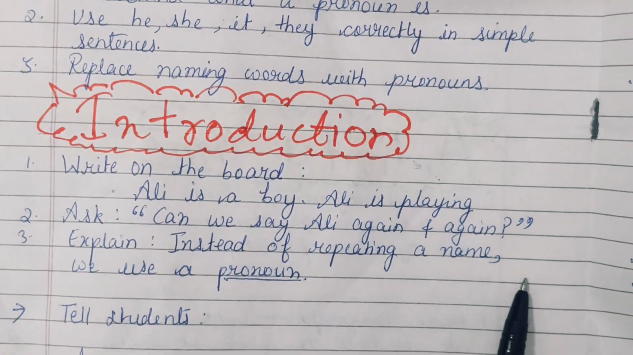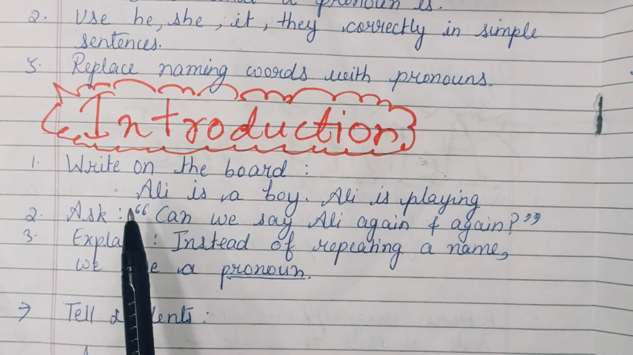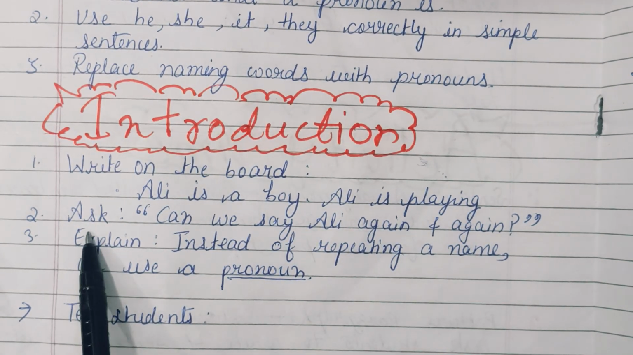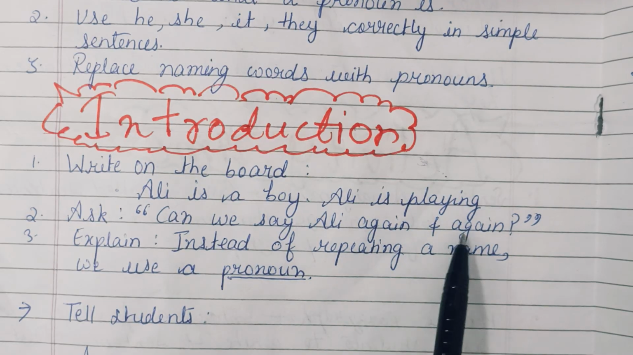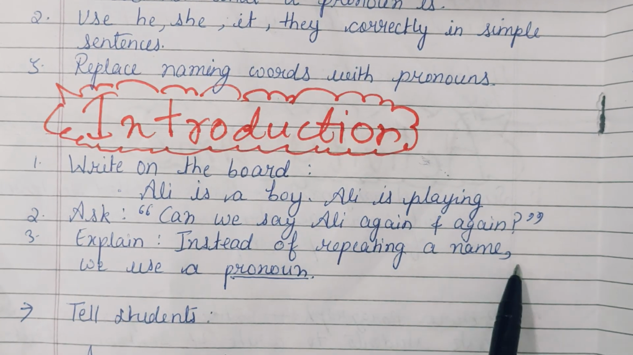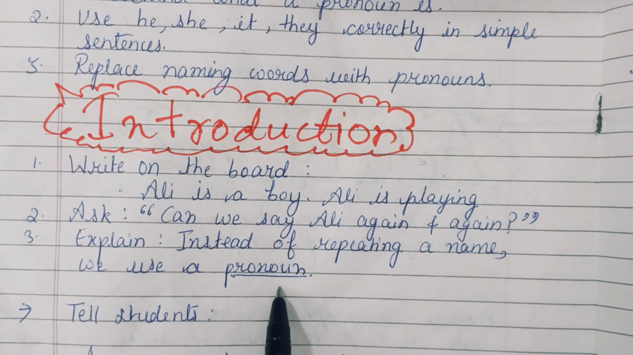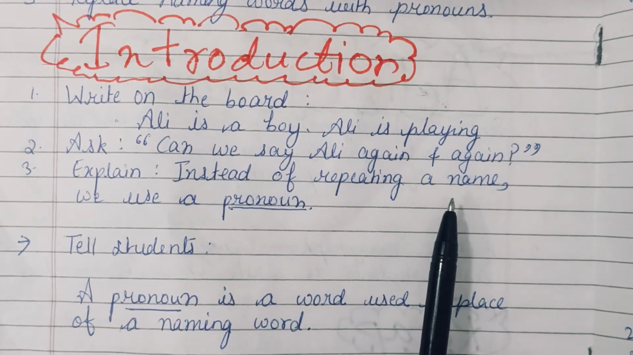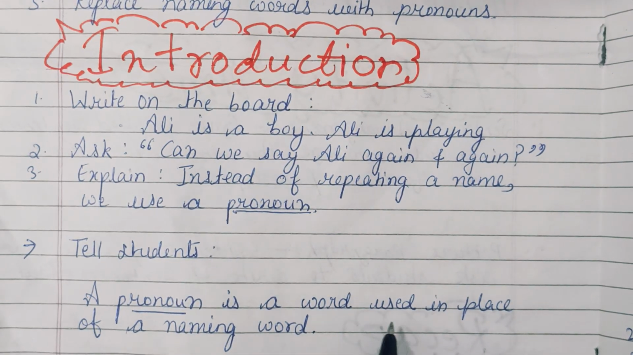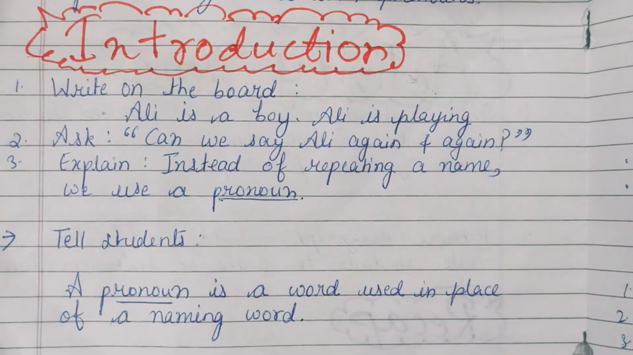Next, introduction. Write on the board: Ali is a boy, Ali is playing. And then ask students, can we say Ali again and again? And explain that instead of repeating a name, we use a pronoun. Then tell students what a pronoun is: a pronoun is a word used in place of a naming word.